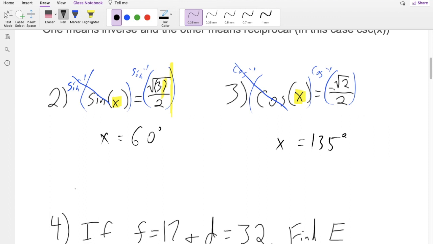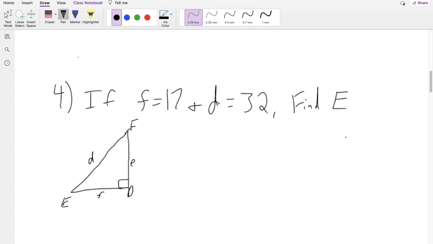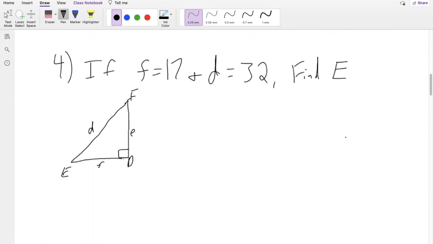So inverse trig functions are going to help us find angles that we're looking for. So let's look at an example where we actually have a triangle and we're trying to find an angle. Here I am given some sides and I'm asked to find the angle E. So I'm asked to find this angle down here. I know that D was 32, so this was 32. I know F is 17, so this F was 17.